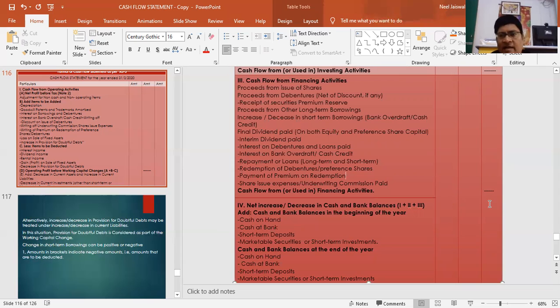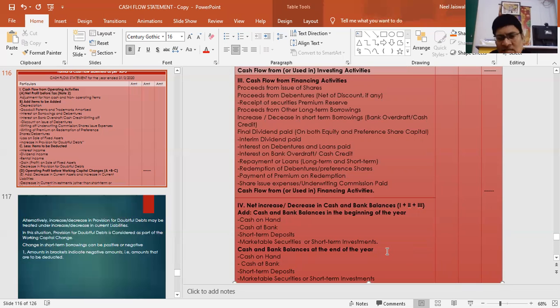After we get that balance, we add our opening cash and cash equivalents: cash in hand, cash at bank, short-term deposits, marketable securities, and short-term investments. If we add this to the net increase or decrease in cash and bank balances, we will get the closing cash and bank balances. That resembles cash in hand, cash at bank, short-term deposits, marketable securities, and short-term investments. And we will see that both are matching.